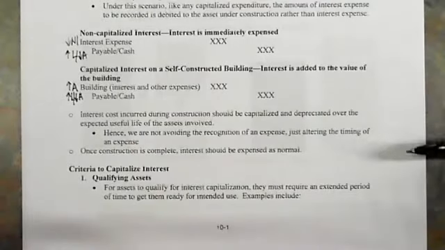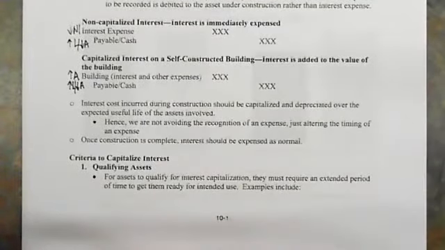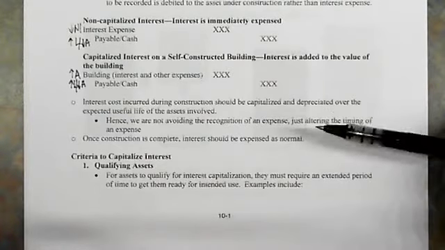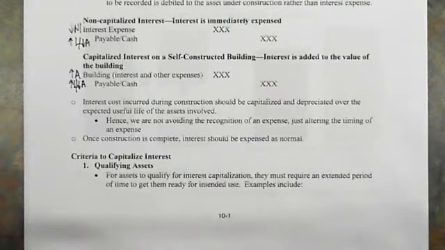So the interest cost incurred during construction will be capitalized and then depreciated. We've talked about this before, that capitalization does not avoid expenditure. We're just altering the timing of the expense. We're deferring it over a period of time rather than recognizing it now. Once construction is complete, then interest goes back to being expensed as per our usual procedures.